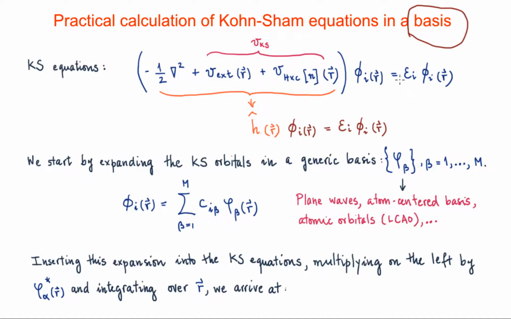In order to write it in a more condensed way, we are going to call all of this H, as it looks very similar to the Hamiltonian. Actually, it's the Hamiltonian of these effective electrons of the Kohn-Sham system. So the H operator is going to be applied to the Kohn-Sham orbitals in order to get the eigenvalues times the Kohn-Sham orbitals. So these are the equations that we want to solve.